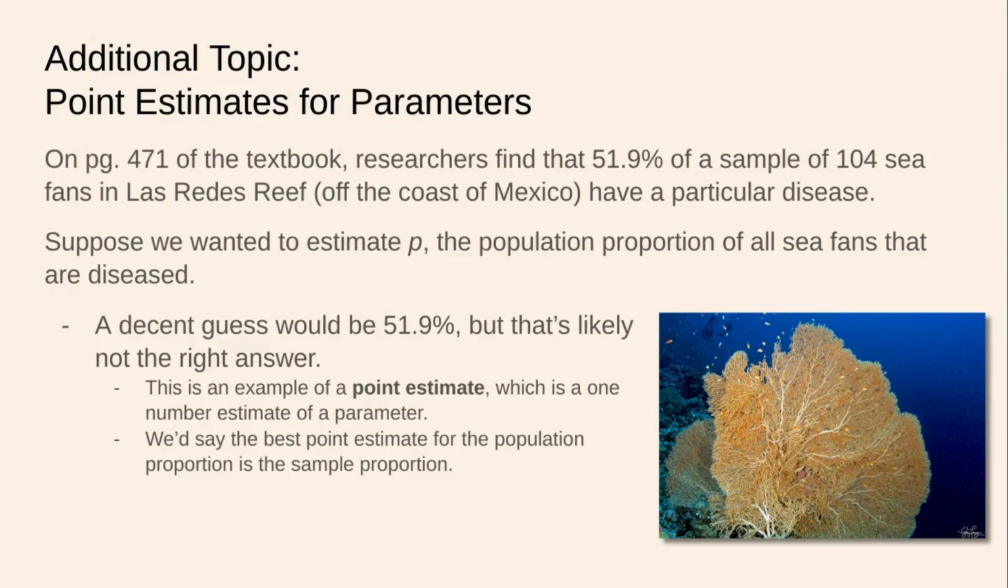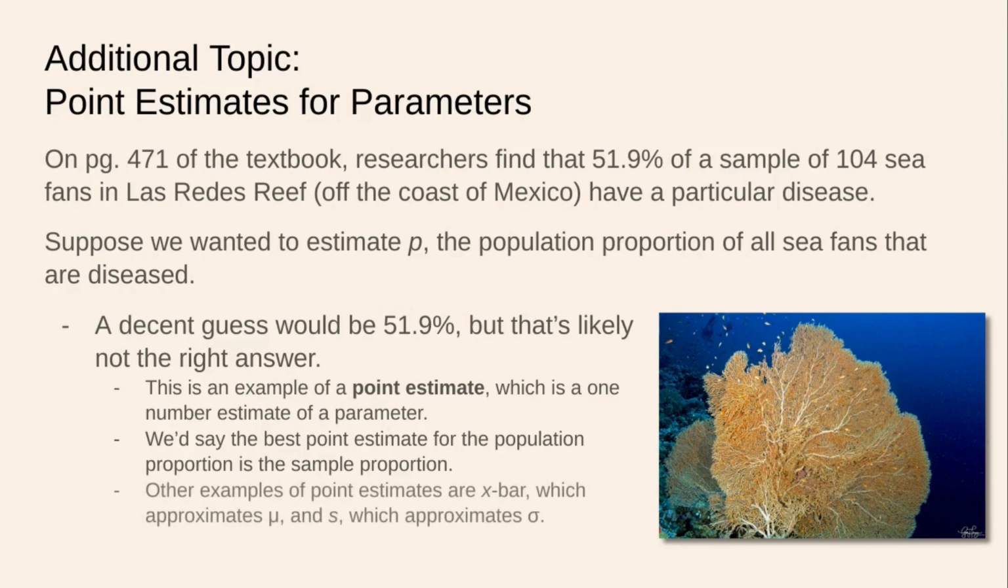There's no way we're going to be able to research all the sea fans in the world. There's so many of them. But with the 104 that we have, as long as it's a good sample, we can estimate the population proportion using our sample proportion. Other examples of point estimates are x-bar, that approximates the population mean mu, and s, that's the sample standard deviation, which approximates the population standard deviation.